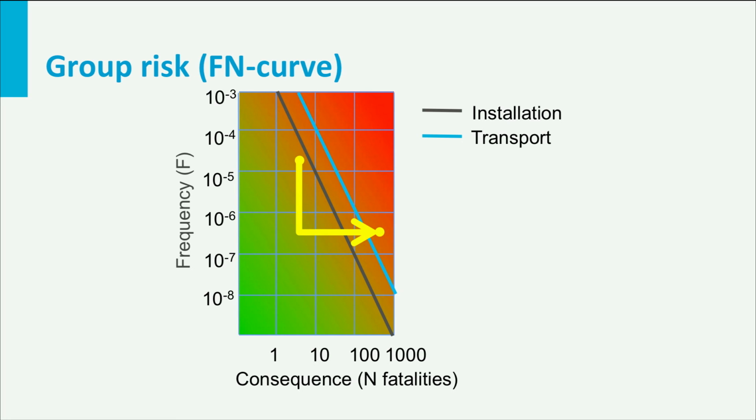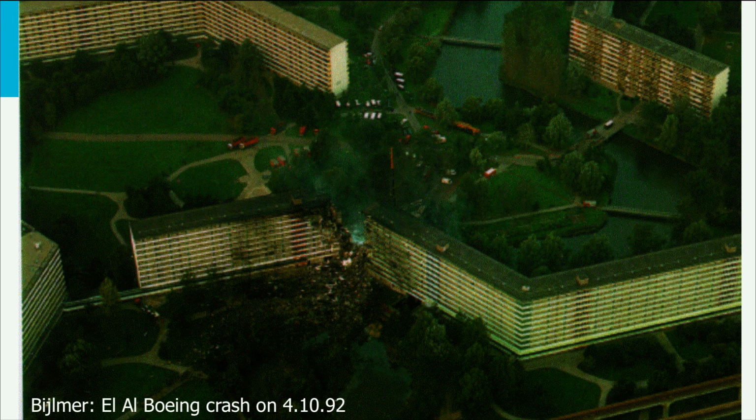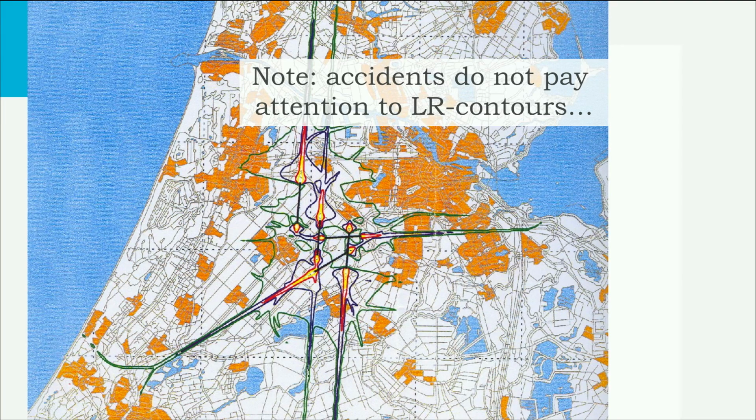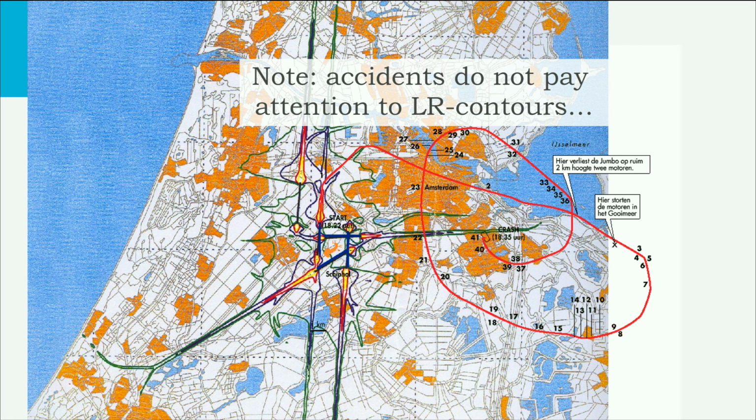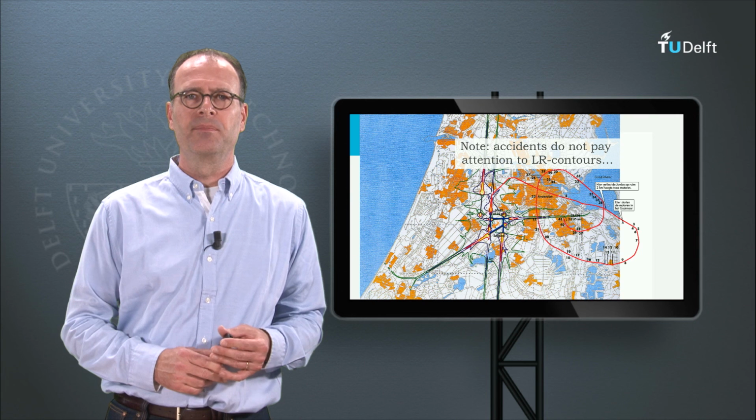In the next 2 slides, I want to show that risk contours are theoretical concepts and accidents do not really pay attention to them. On October 4, 1992, an El Al Boeing crashed into an apartment building in the Bijlmer in Amsterdam. On the next slide, you can see its trajectory in red. The green contours are the low localized risk contours, the ones where you don't expect a fatality very often. As you can see, the Boeing crashed exactly in one such area.